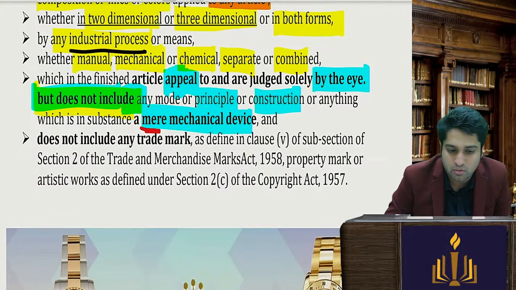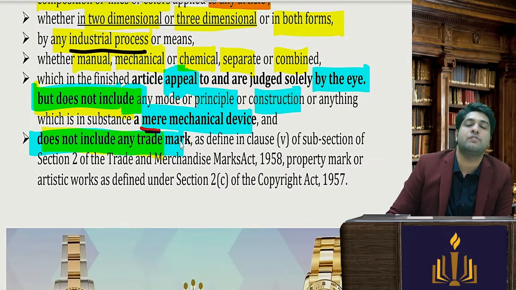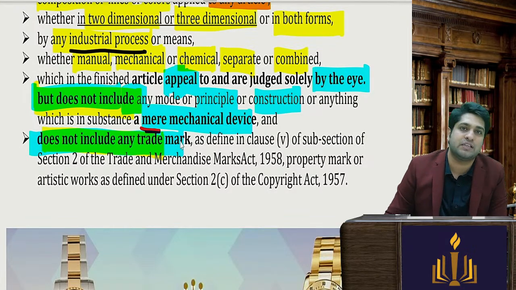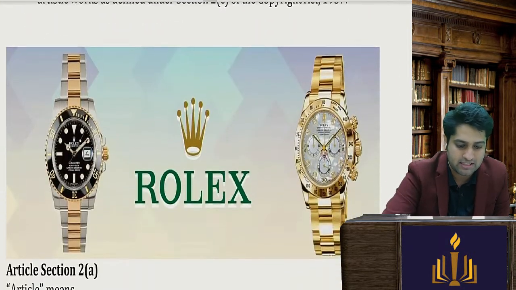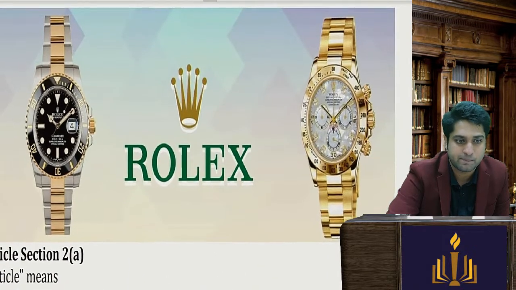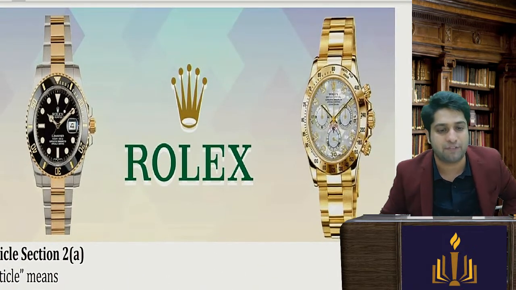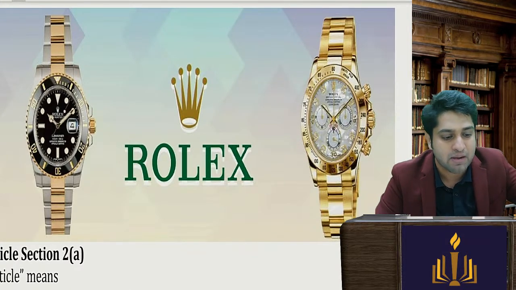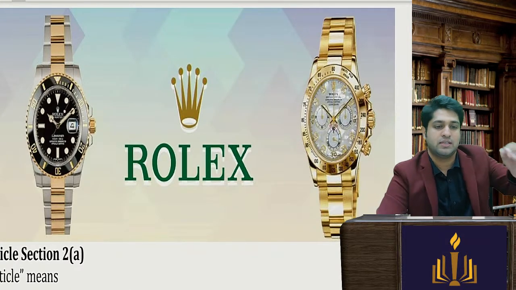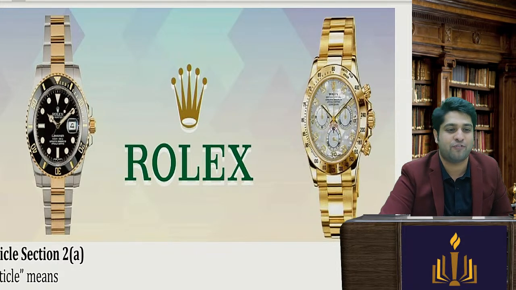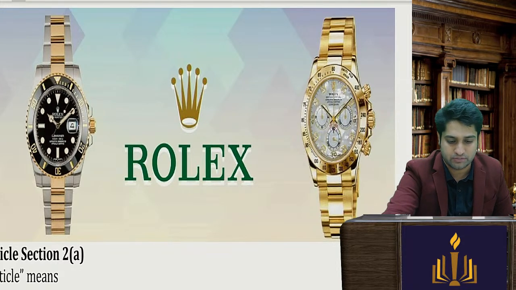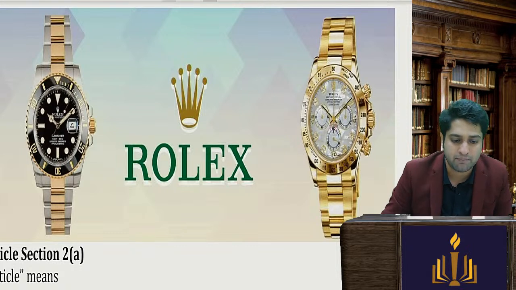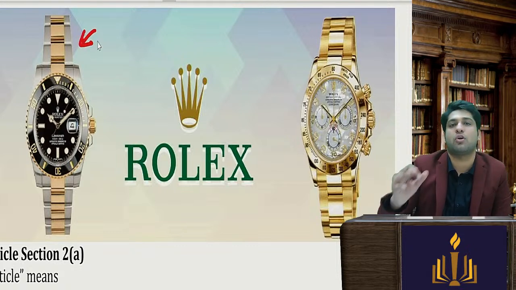Next, but does not include a trademark. Very important. Obviously we are talking of designs. Now trademark is a different thing and a design is very different. So let's take an example. Even if I had not told you which company or manufacturer this is, just by looking at the shape of the watch, okay, you would have been able to identify that this is a Rolex watch.